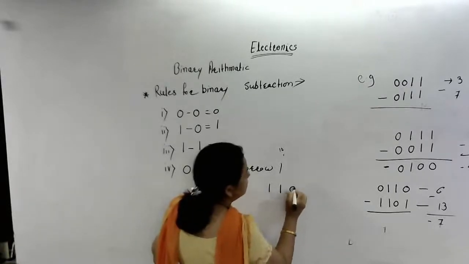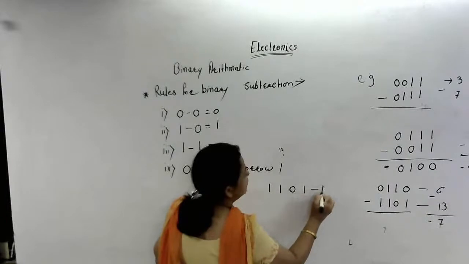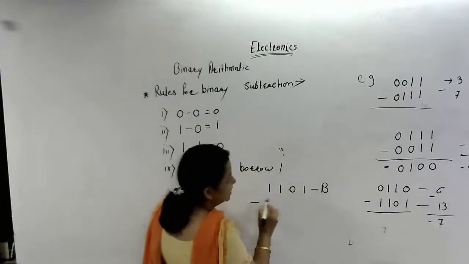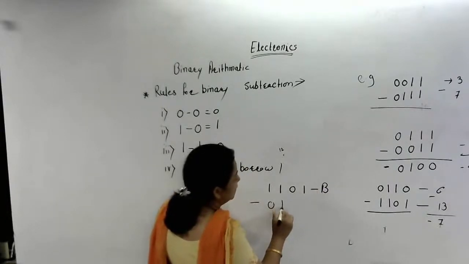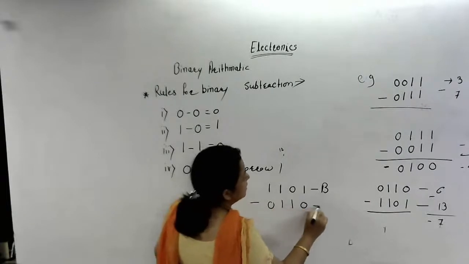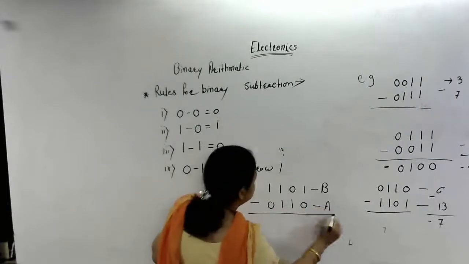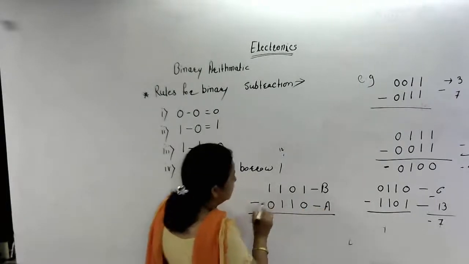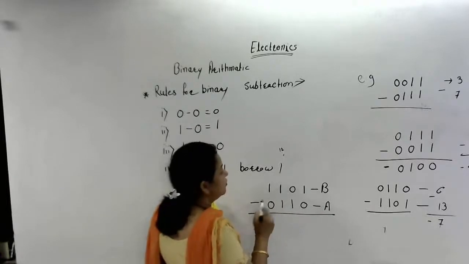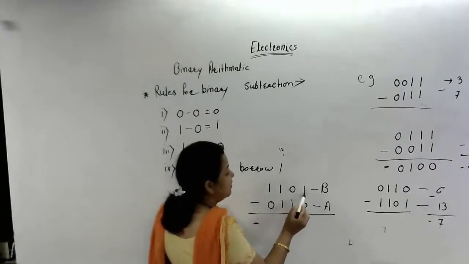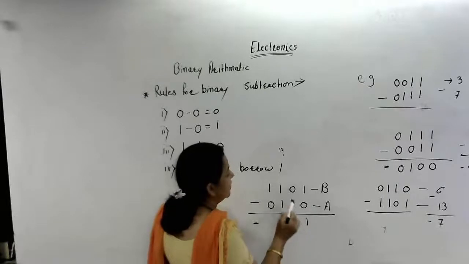One, one, zero, one. This is your B now. Minus A, 0, 1, 1, 0. This is your A now. Answer la लगेच minus sign द्यायचं and follow the rules for binary subtraction. 1 minus 0 is 1.